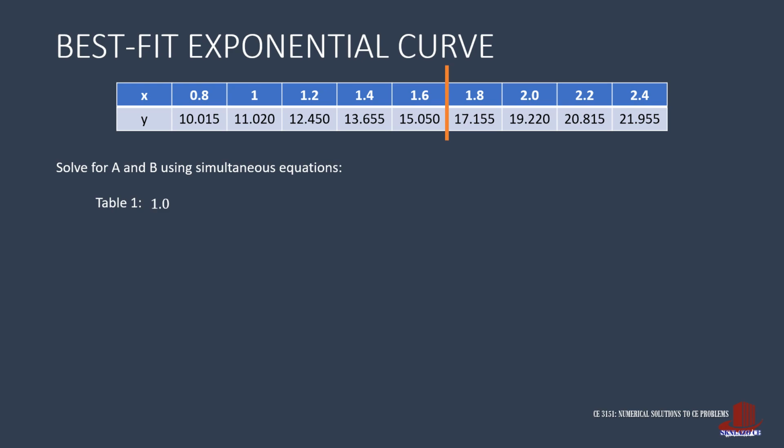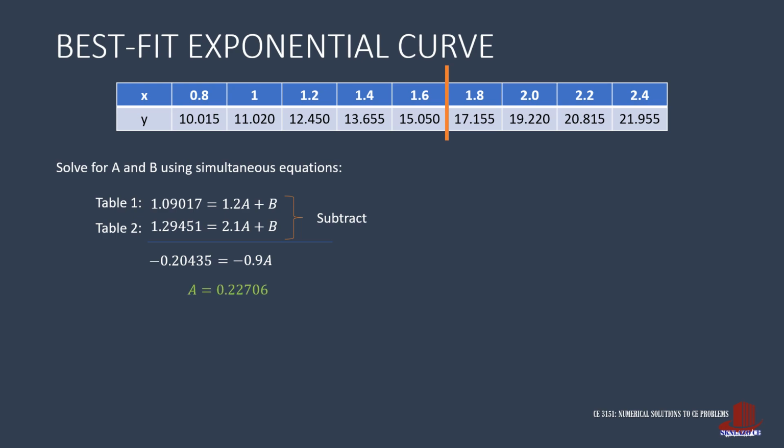Identifying the two equations, solve simultaneously by subtracting them, making negative 0.20435 as equal to negative 0.9a, where a is computed as 0.22706. This is capital A, but what we need is its transform exponent, or the small letter a, solved with e raised to value of 0.22706, making a as 1.25491.